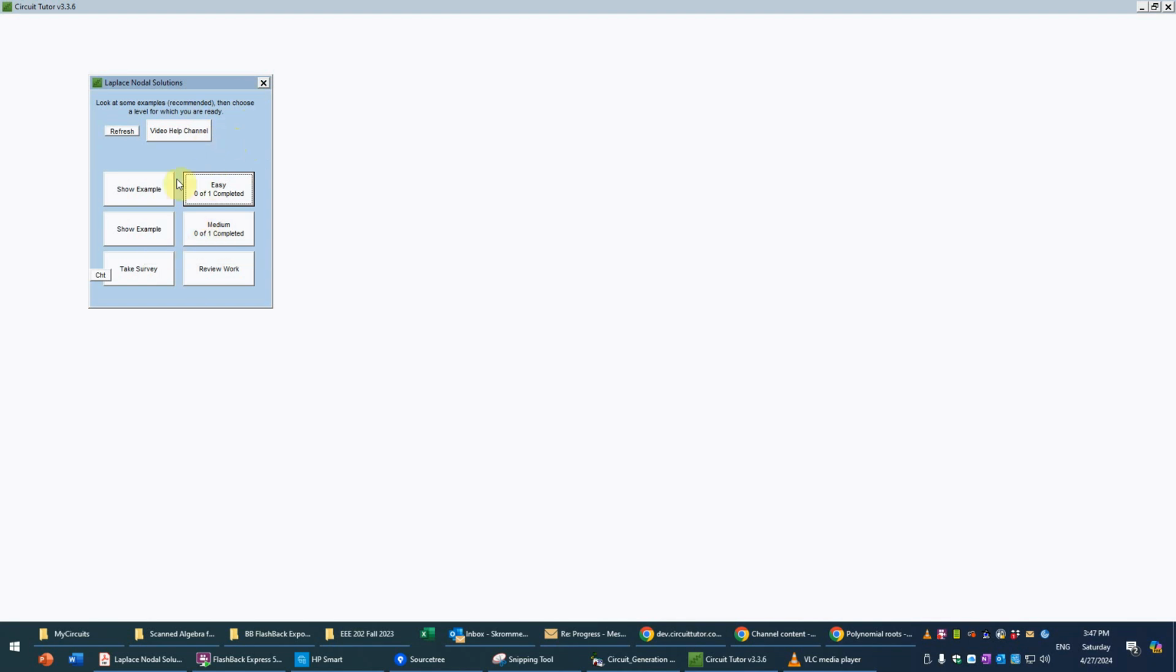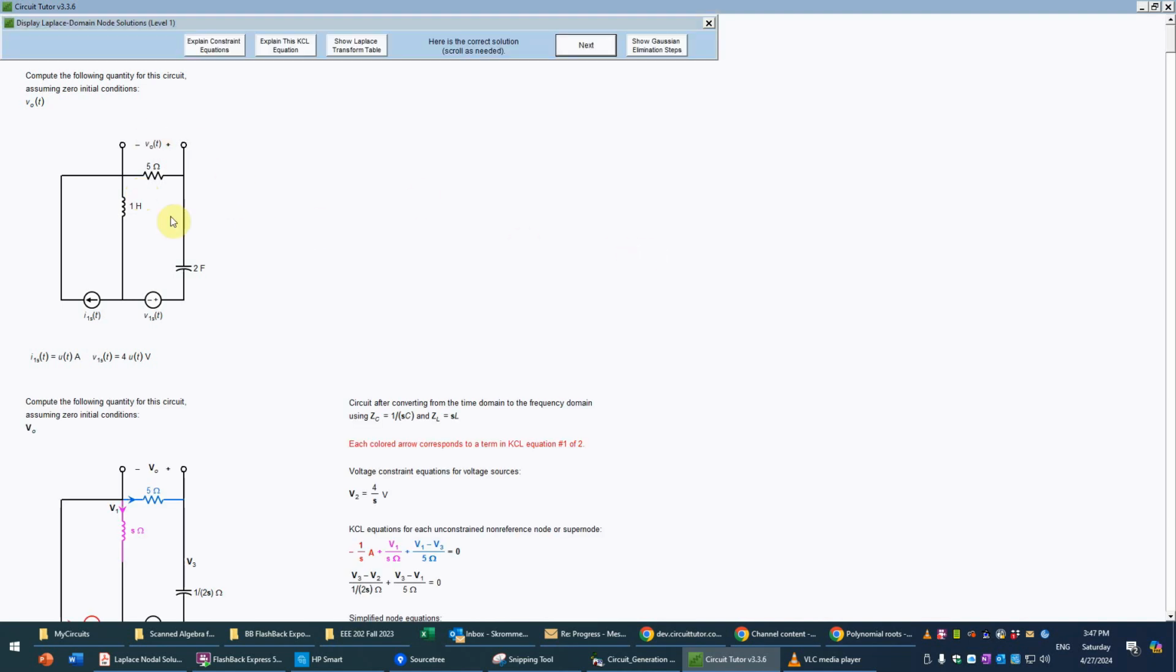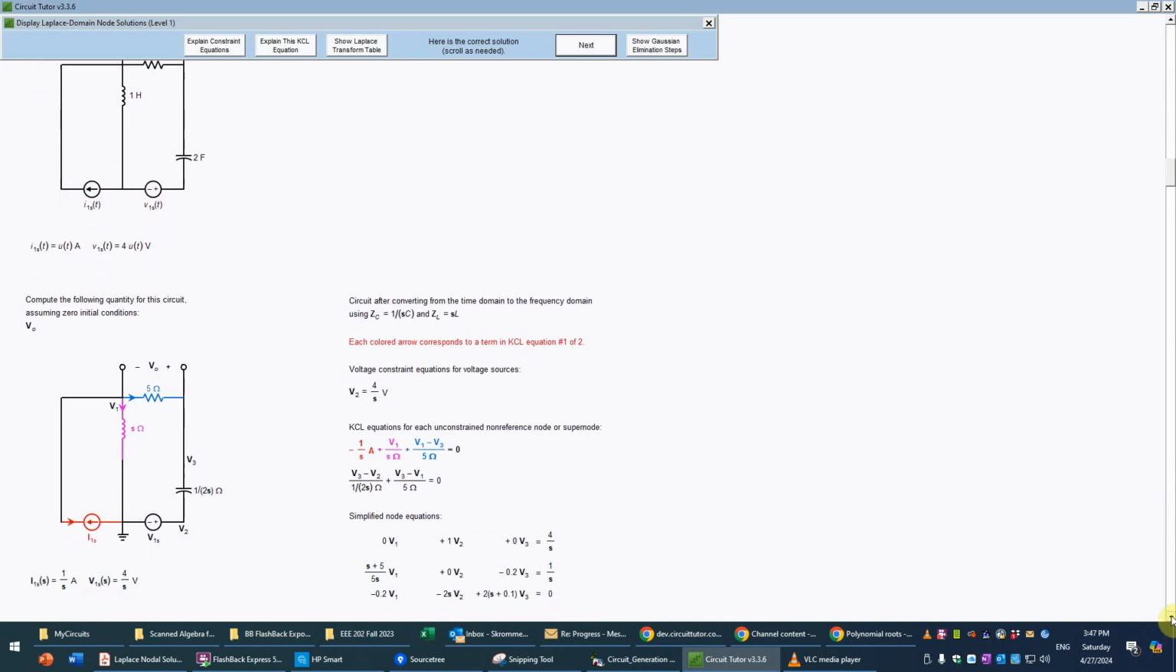So now we have the option of either looking at examples or exercises. It's always a good idea to look at an example to see how to work the problems. So let's pull up a typical example here of a level 1 problem. And so we have a problem here with an inductor, capacitor, and a resistor, and a sought voltage, and then we have a current source and a voltage source, both of which happen to be step function sources.